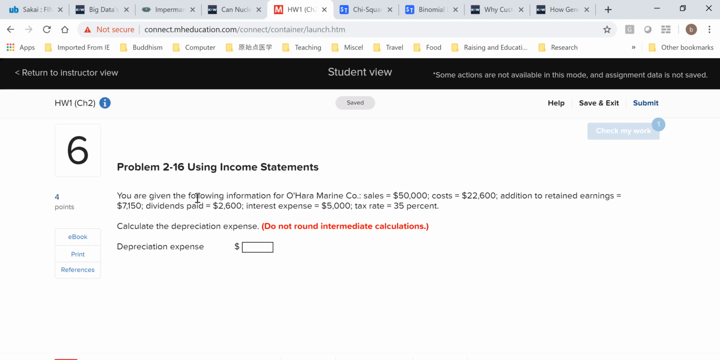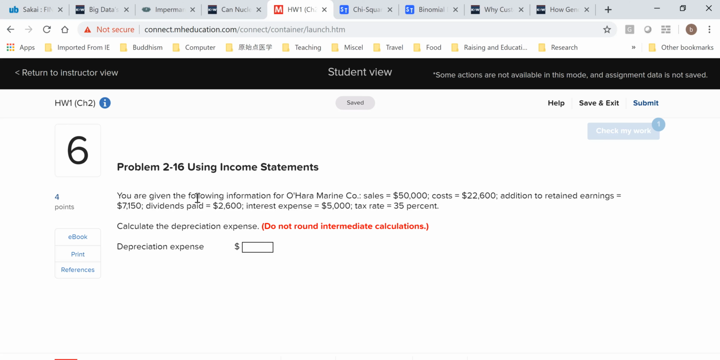This is question number 6 of homework 1 for chapter 2, problem 2-16. You are given the following information for Harbor Marine Corporation: sales equals $50,000. Costs equals $22,600. So here cost is just a very aggregate amount. It might include cost of goods sold, selling, general or administrative expenses, all sorts of costs. Addition to retained earnings is this amount.